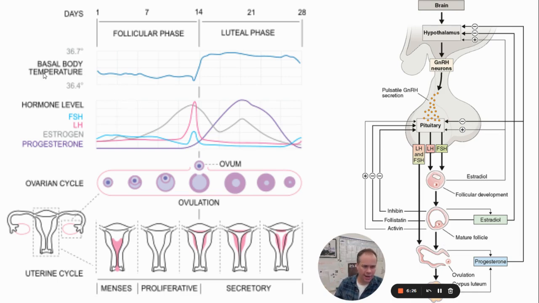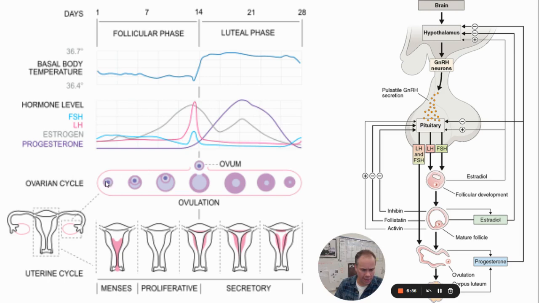We can see in these graphs there are changes to a woman's body temperature as she goes through different phases in her menstrual cycle. In fact, some women, if they're trying to become pregnant, will track their body temperature, because when there's a spike in body temperature, that's around the time of ovulation. And so then a woman's most likely to be pregnant if she has sex when she's ovulating. So we see the hormone levels changing throughout the reproductive cycle.